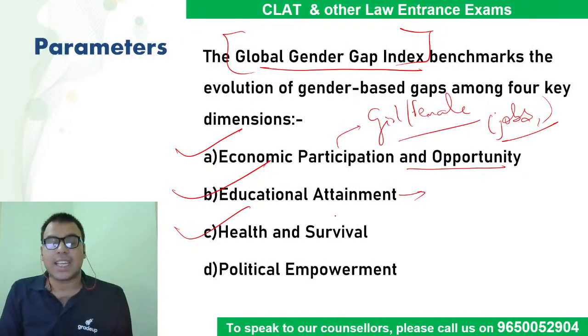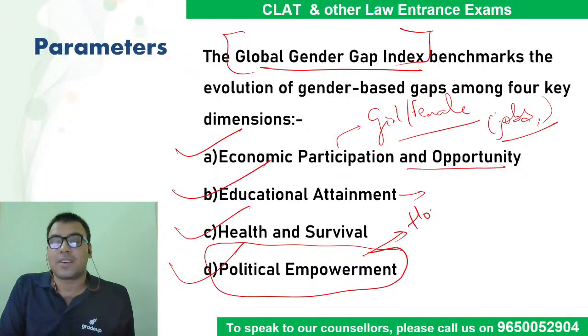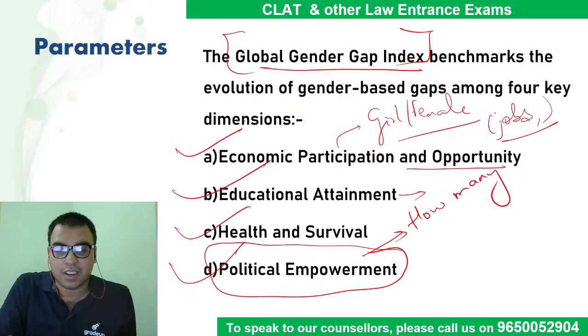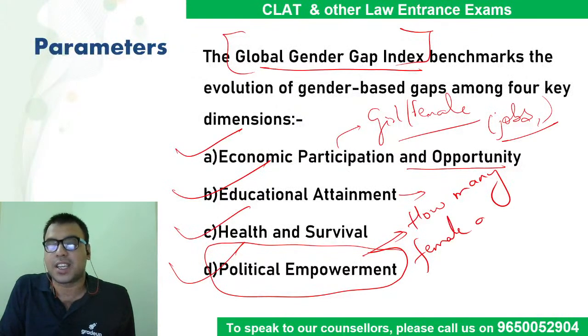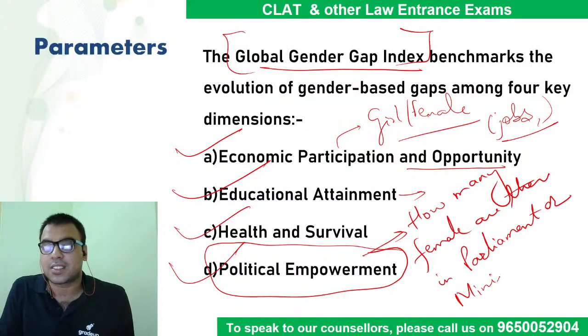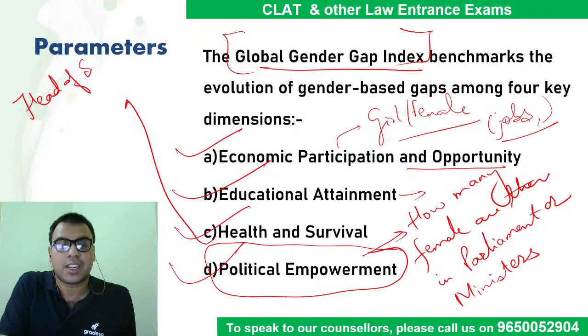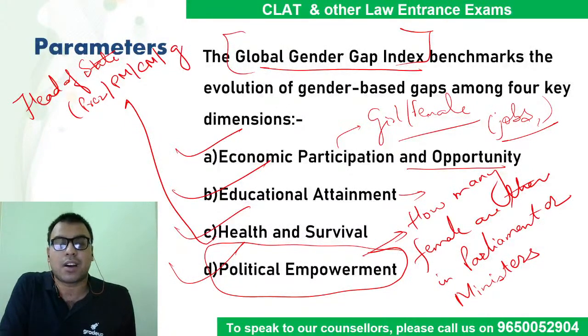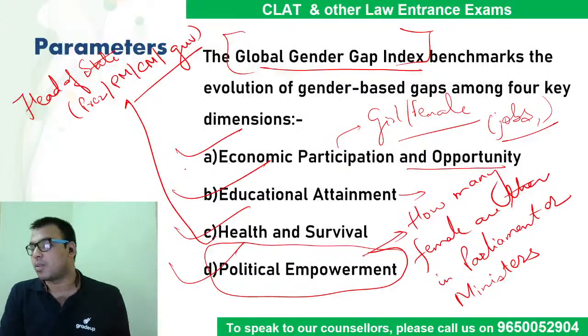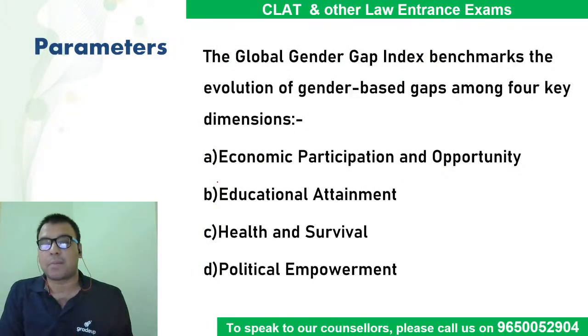And the last one is political empowerment. Political empowerment means how many females are there, let's say, in the parliament of any country, or how many ministers are there, or how many heads of state are there. Let's say, for example, president, prime minister, chief minister, governor, these powerful posts. How many females are occupying these powerful posts, and that is why political empowerment also is very important. So these are the four parameters based on which this Global Gender Gap Index is measured.